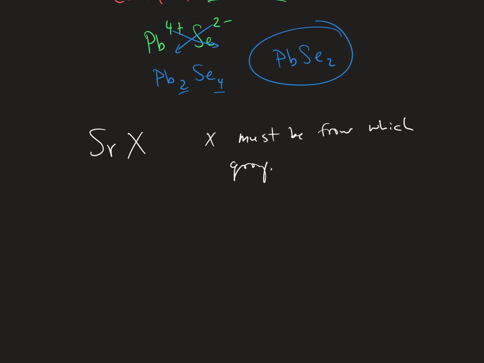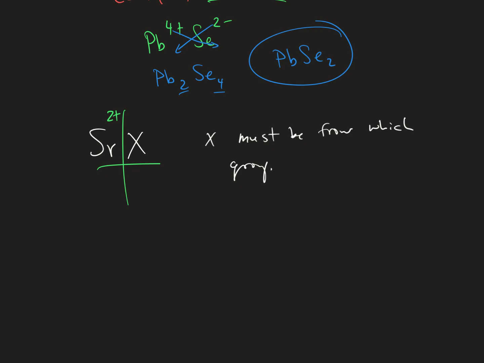All right, so we got to figure out what group X is from. In order to know what group X is from, we would have to know its what? Charge. Okay. So can we figure out its charge? Yeah, we know how to do this. But this time we have to figure out the charge of the anion. So we have to start with the charge of the cation. What's the charge of strontium?